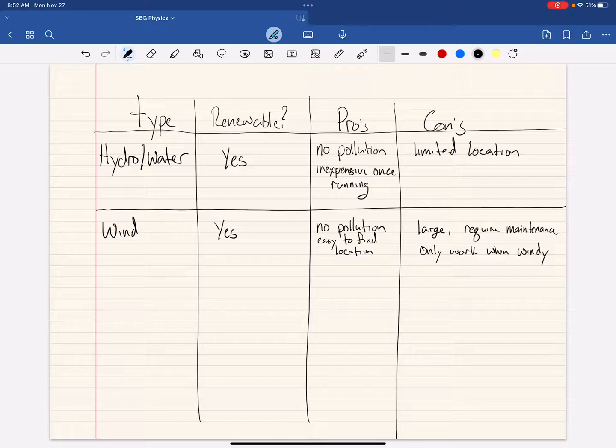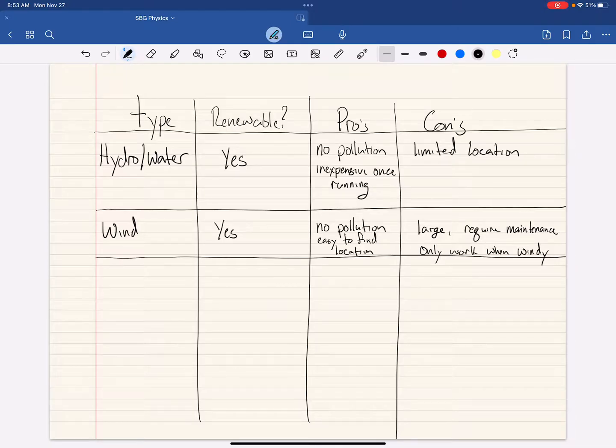Ideally you want to put these in places where it's almost always windy. The bases of mountains are a good place to put them. Mountains generate a lot of wind just by the way they direct the air. So that's a great place to put them. Other people will argue that there is a con, that they can be kind of ugly to look at. Everybody gets to decide what that looks like, but those are the major pros and cons for wind: they're large, they require maintenance, and they really only work when it's windy. So if you ever have a day that it's not windy, you are not going to be generating any electricity off of your wind turbines.